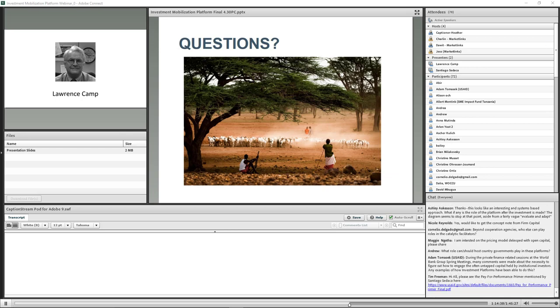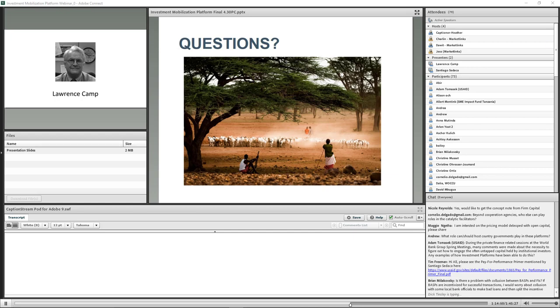I think they want some sort of surety that if they do disburse the financing for targeted transactions, they're going to get paid. But I'd say make it as easy and simple as possible.